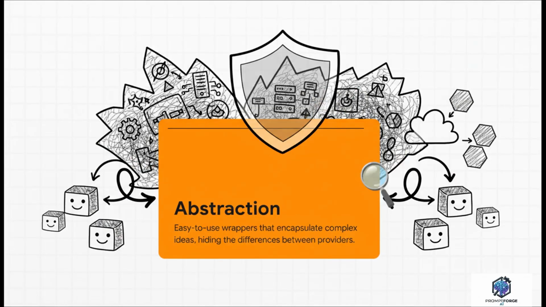Now, the technical term for this kind of magic is abstraction. It's a core concept in software engineering. LangChain basically creates these simple, easy-to-use wrappers that hide all the messy, provider-specific details. So from your application's point of view, all models and tools look and behave exactly the same. LangChain handles all that complex translation work for you behind the scenes.